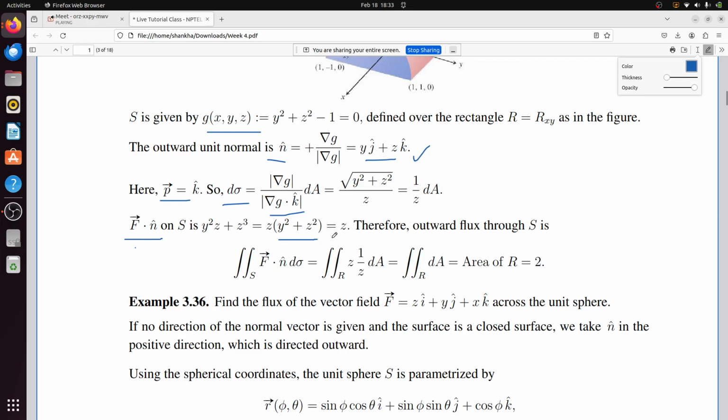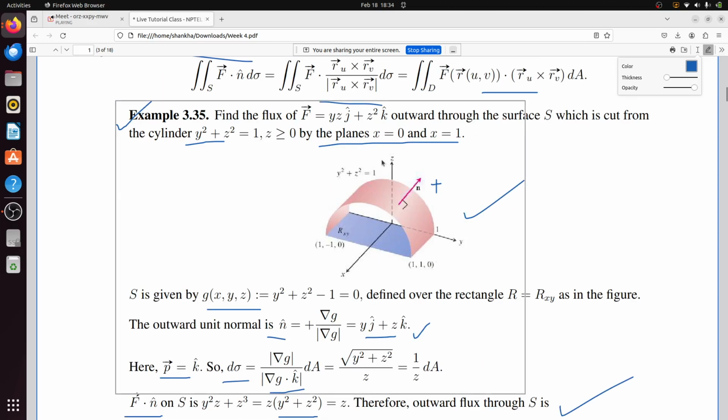So z into y square plus z square becomes z, and hence the outward drawn flux of S is the integral of f dot n d sigma, which is z into 1 by z dA, and this dA is the area of the rectangle. And what is that rectangle? That rectangle is between x equals 0 and x equals 1, and this is actually your surface. What is the area of this rectangle? This is 2, right? So this is the cylinder cut between the x equal to 0 and x equal to 1 planes, so it is actually a rectangle, and the area of the rectangle is 2.